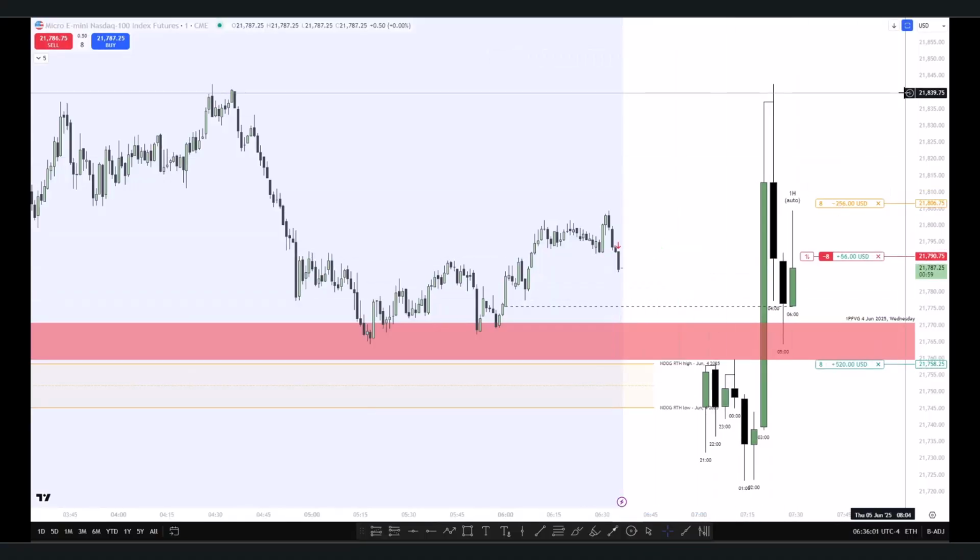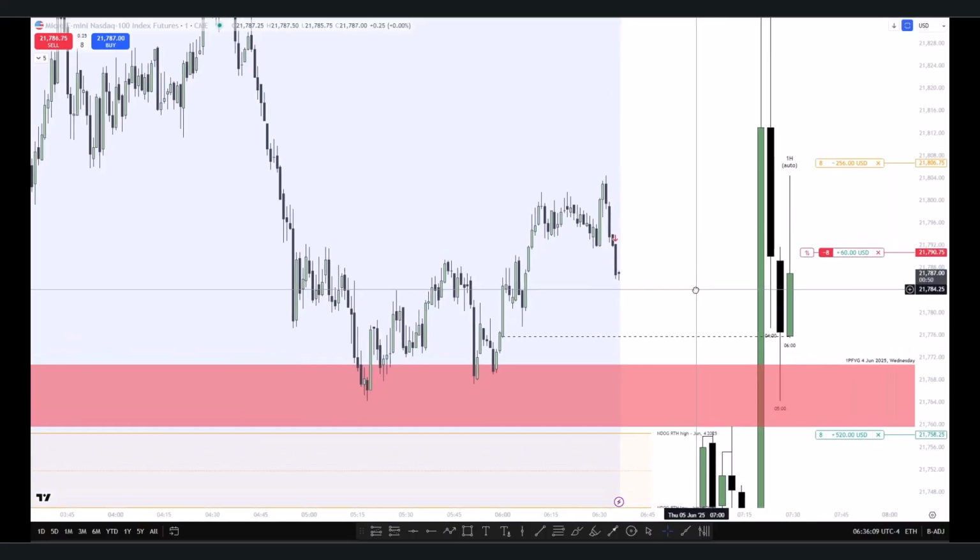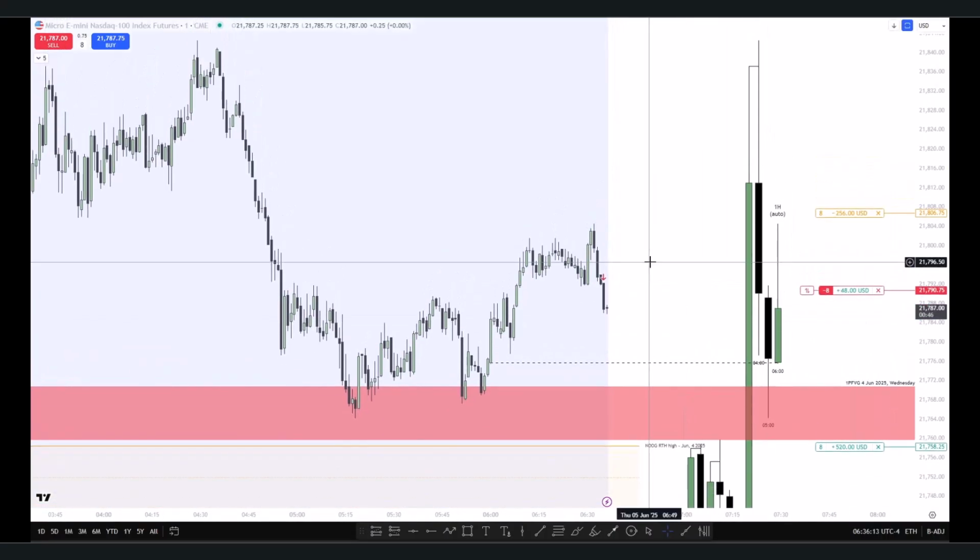Hello guys, this is Wat, and today I wanted to show you a quick example of the model that I just presented to you in the last video, where I'm combining first presented fair value gaps with the Venom model.